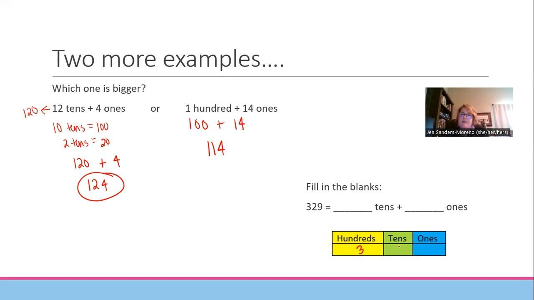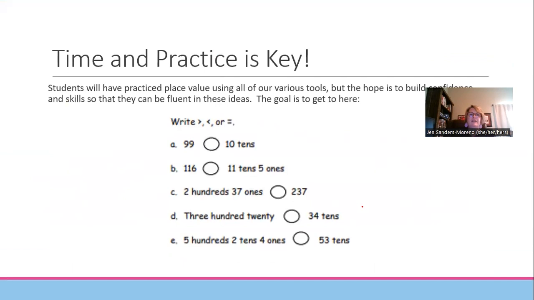So here we have 329, and we only want to use 10s and 1s. Okay, so I'm going to use 9 ones. And it looks like I'm going to use 32 tens. One more slide to look at.